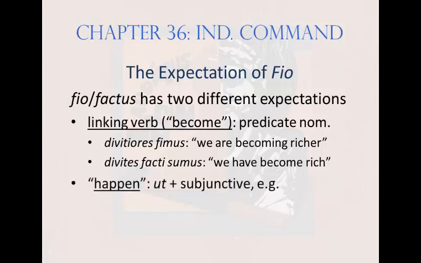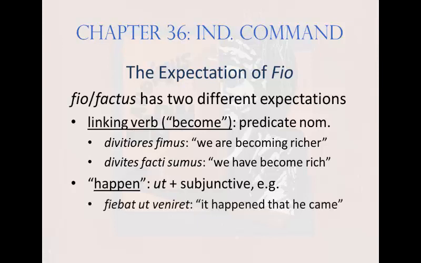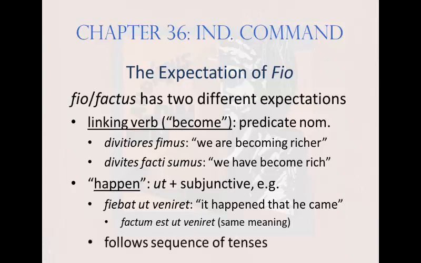When a Roman used Theo in its other major meaning, happen, it was usually followed by ut plus the subjunctive, and had the sense it happens or happened that, as in fiebat ut veniret, meaning it happened that he came, or in the perfect, factum est ut veniret, which has the same meaning. Like most ut clauses that take the subjunctive, this one follows sequence of tenses. And that's it, the end of the grammar for this chapter.